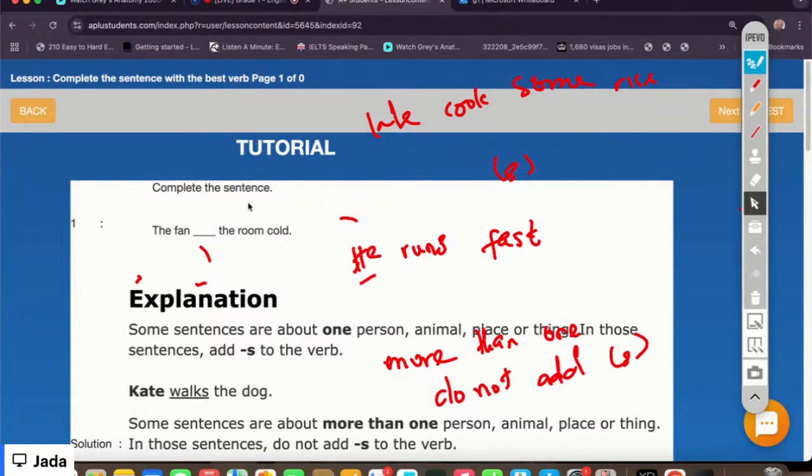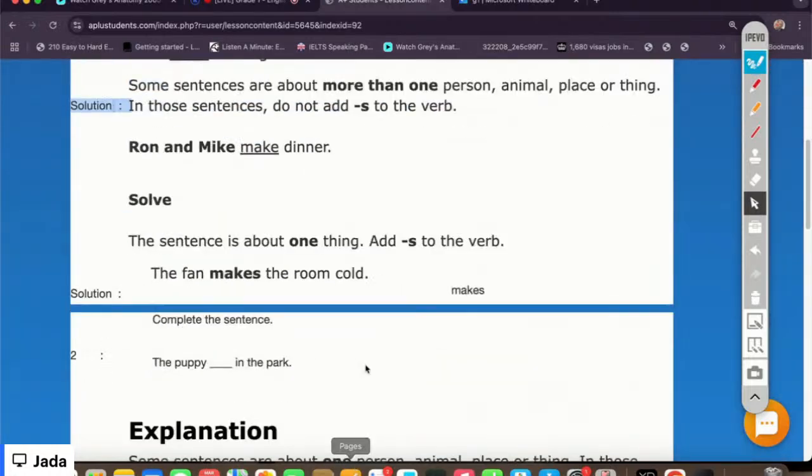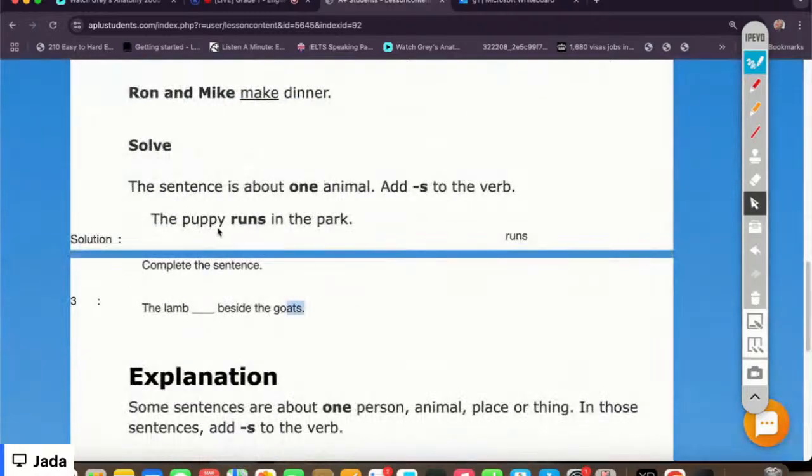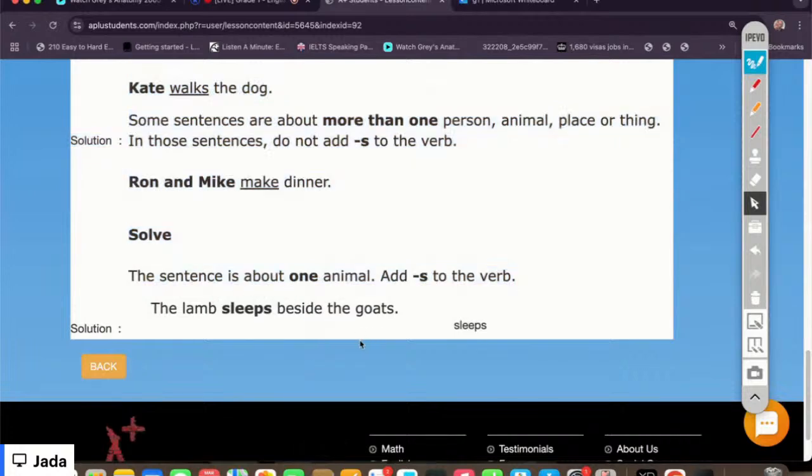Okay, so we have complete the sentence. The fan dash the room. Now the fan is just one, so it will be the fan makes the room cold. Makes, because the fan is just one. Now we have the puppy dash in the park. Since the puppy is just one, it will be the puppy runs in the park. The lamb dash beside the goat. Now the lamb is also one, so it will be the lamb sleeps beside the goat. Because the lamb is just one, you add s to the verb. Alright, so we'll move into the test and you can share your answers with me.